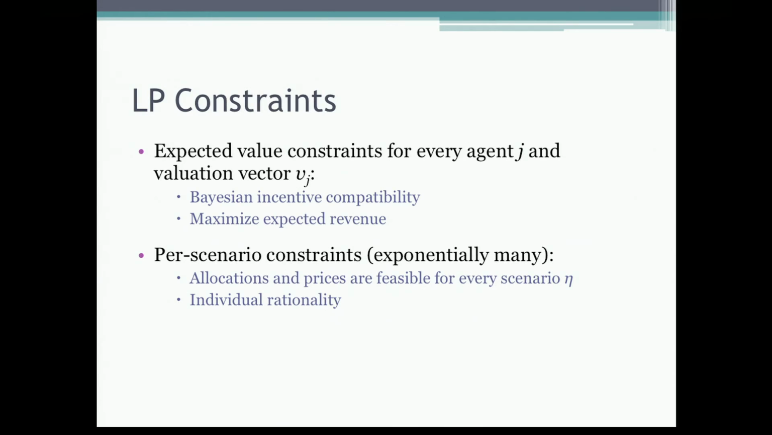Now you have constraints per scenario. In every scenario, the allocations and prices have to be feasible. You can't allocate one item to 10 agents. Every item can get allocated to at most one agent. And you also need rationality, meaning that the price that you charge is at most the value the agent reveals. So these are constraints that you have to enforce in every scenario. There are exponentially many of them. But the thing is that these are over different variables, and these per scenario constraints don't interact. For every scenario, you have different constraints.